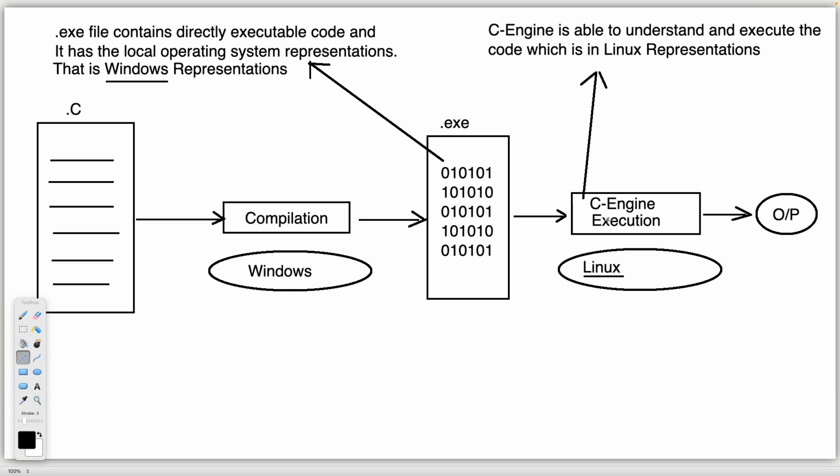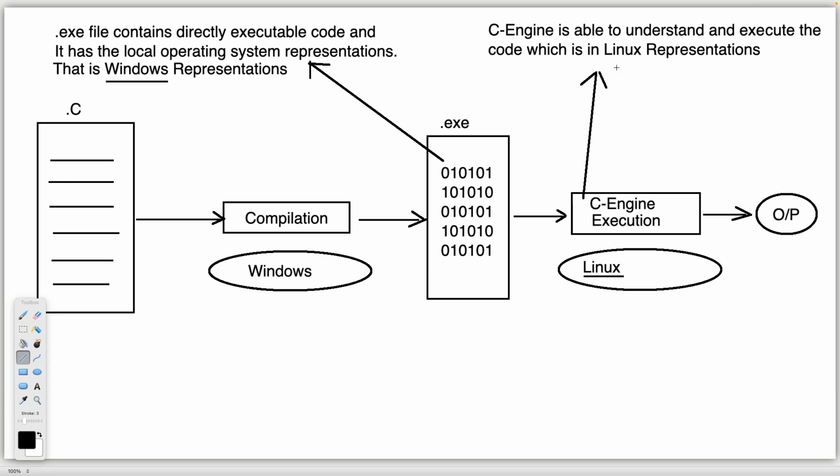Remember one point: from one operating system to another operating system, internal data representations vary. Windows is following its own representation. Linux has its own representation. Now, in this case, we are providing Windows representations, but C engine requires Linux representation. Because of this reason, the C program is not going to be executed. Yes, sir, got it or not?